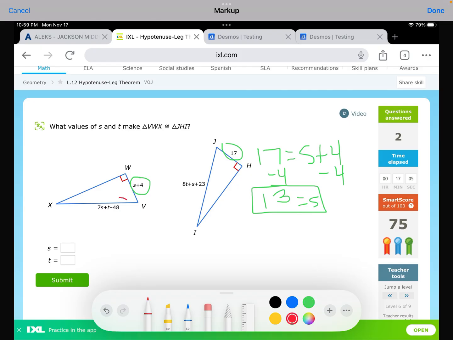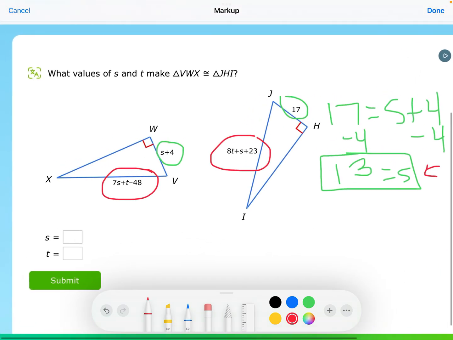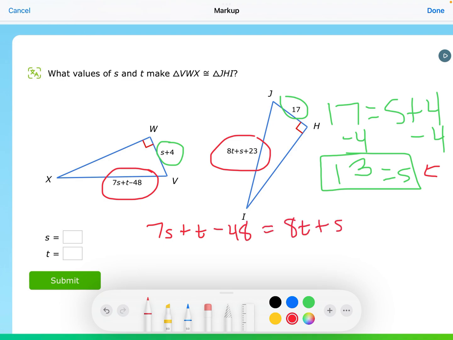Then we go to our longer side, and notice that it's using S and T. So it's a good thing that we already found S, otherwise this would have been a little difficult, right? So you're going to have to sometimes get one of the variables first to solve the harder problems later. So in this scenario, these two longer sides, we have 7S plus T minus 48 should be equal to 8T plus S plus 23.